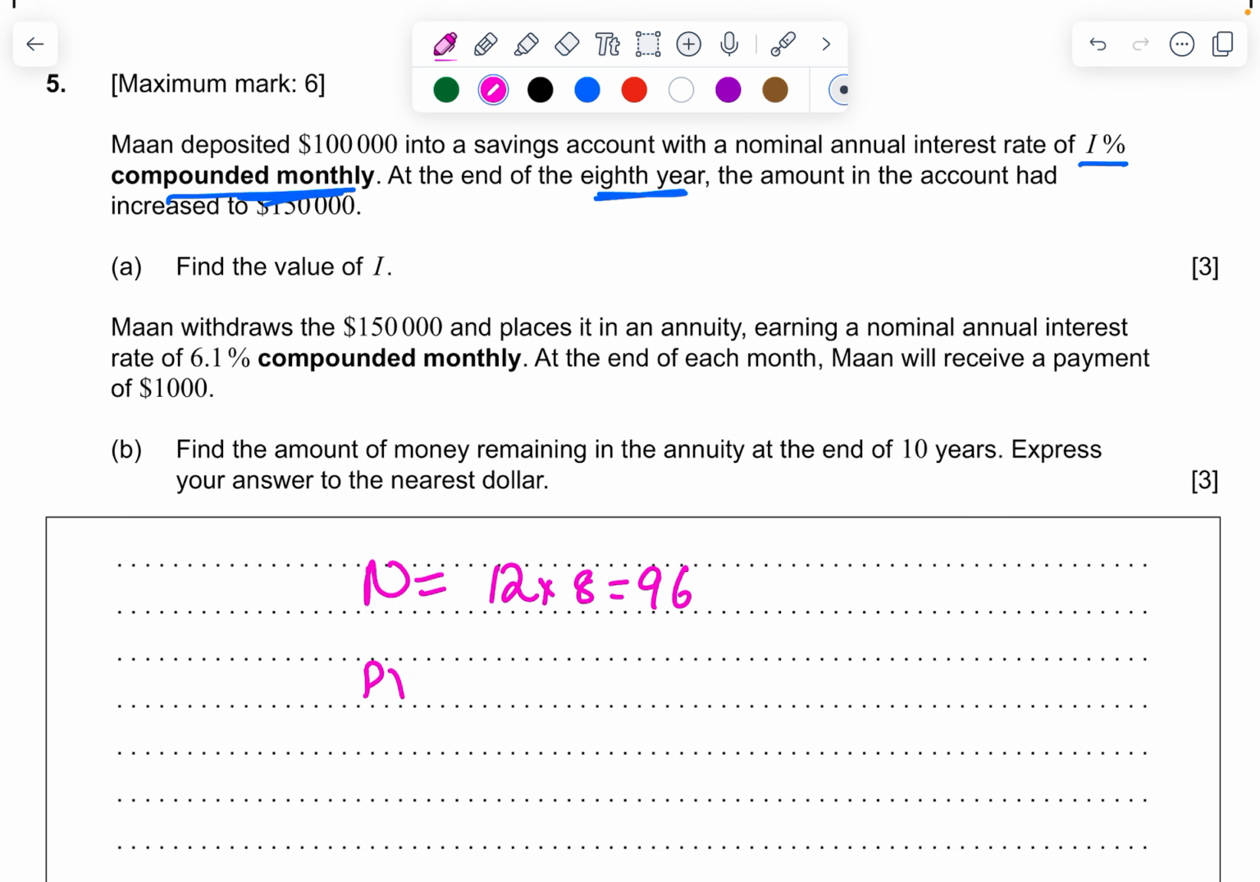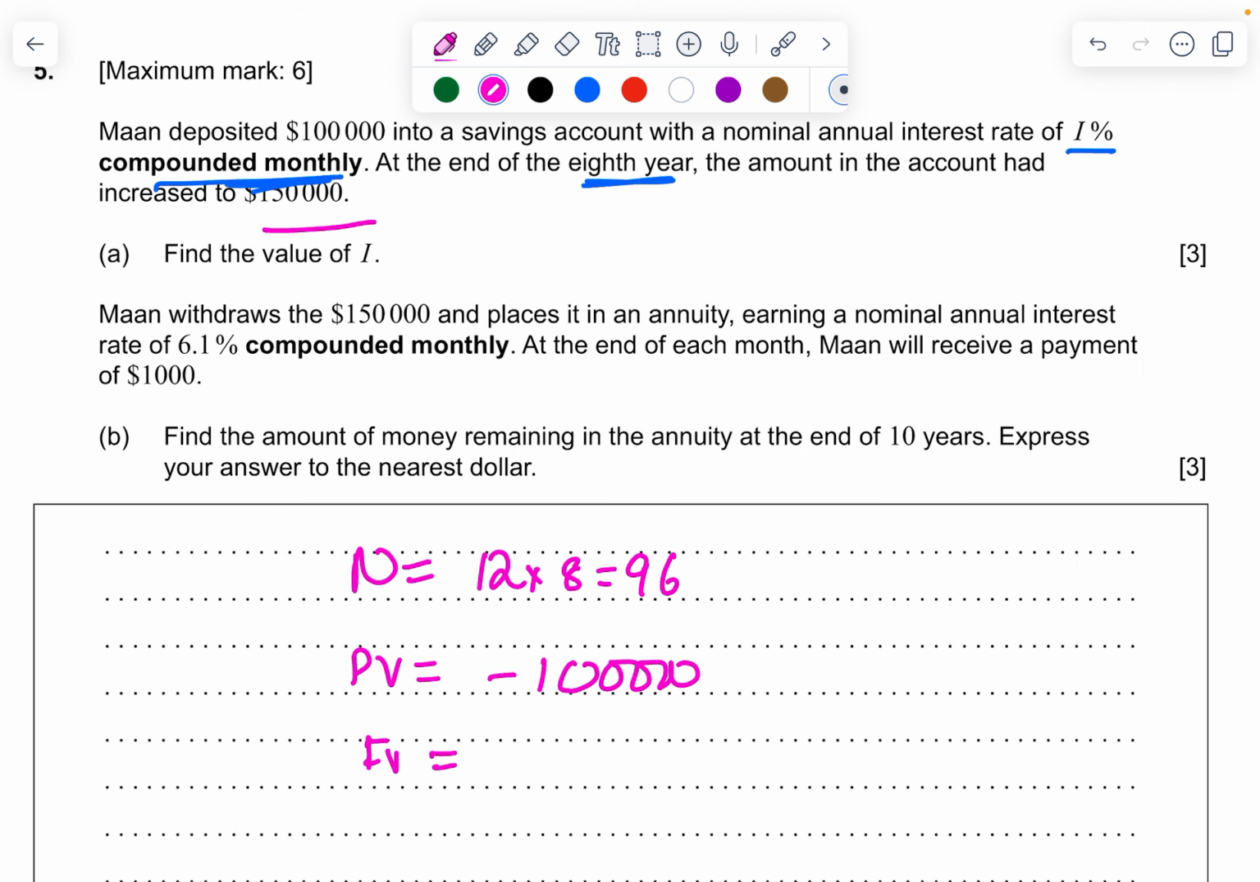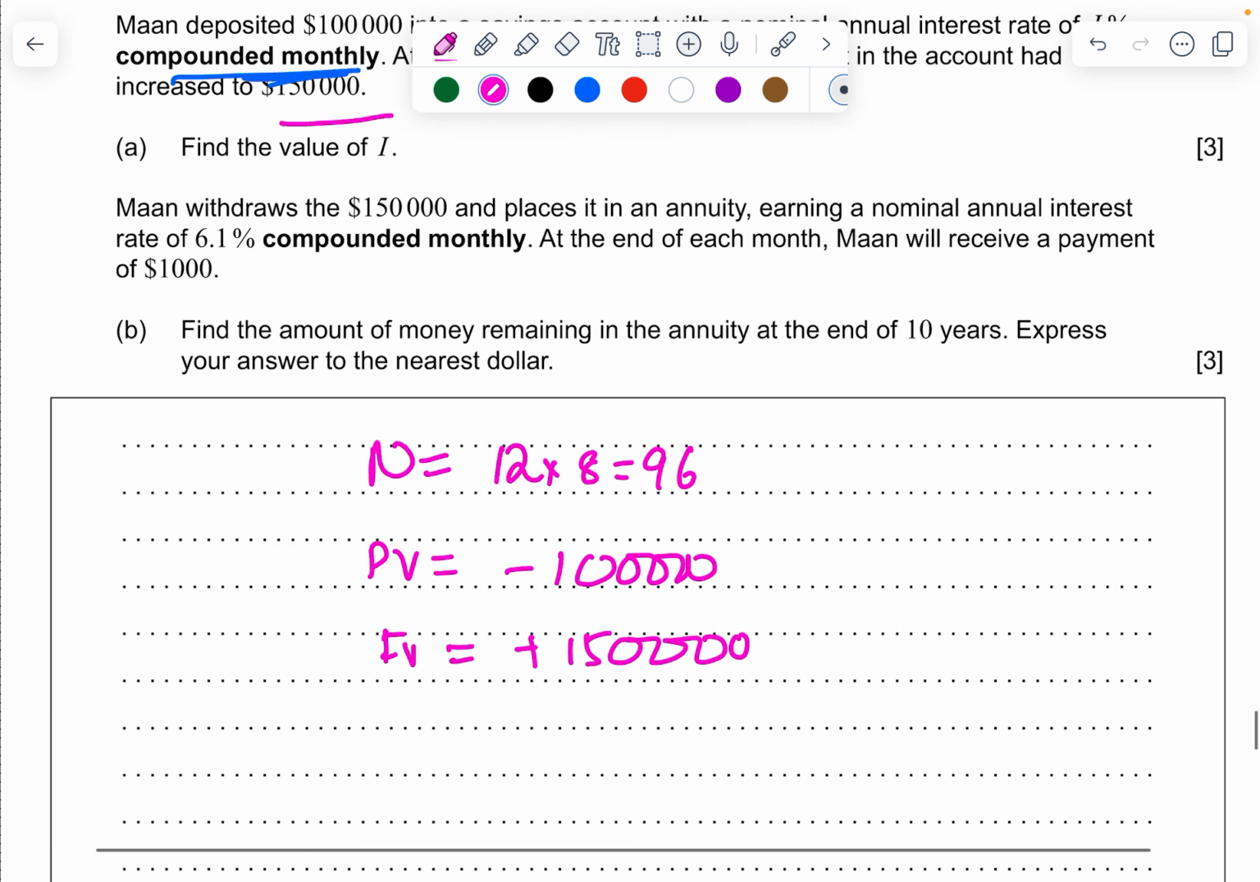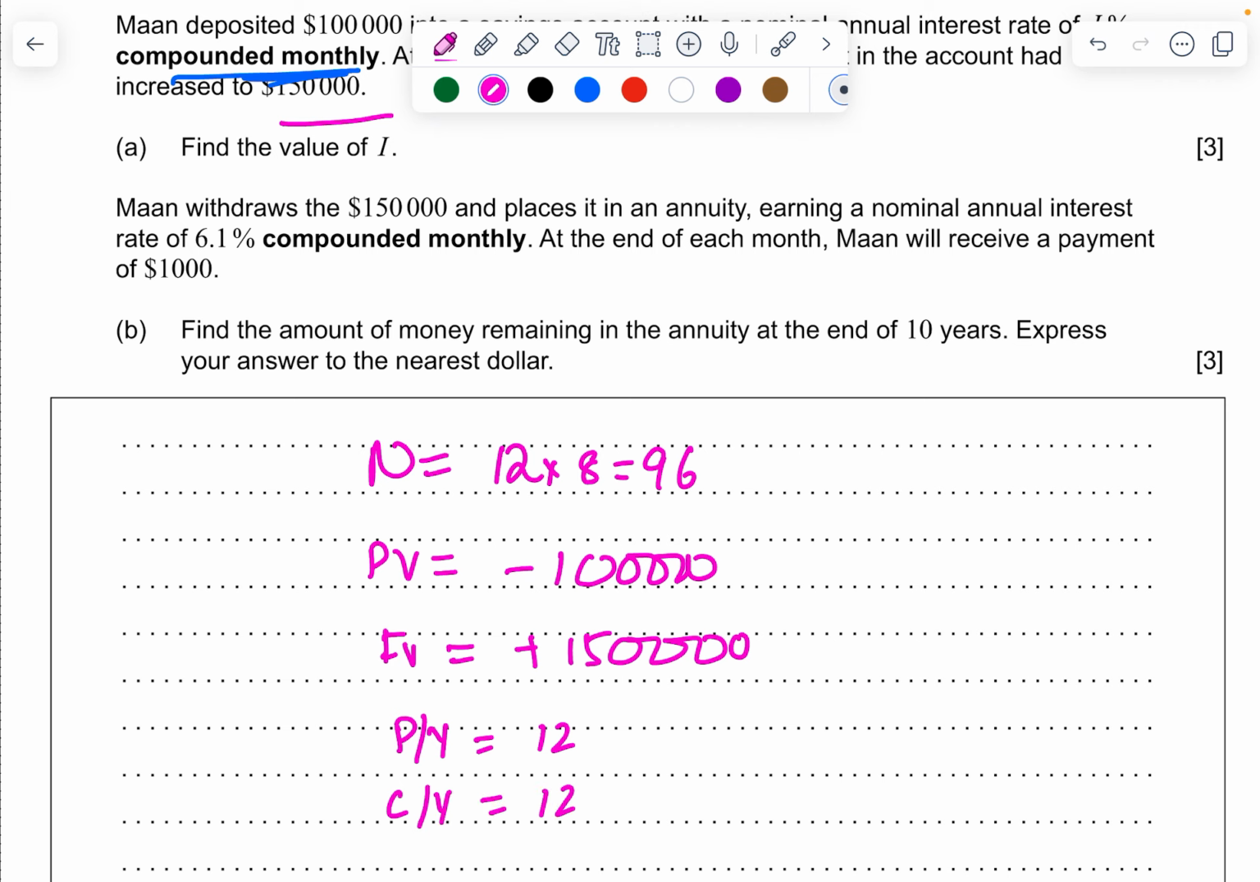Next, the principal value is what he deposited, so minus 100,000. Then the future value is 150,000, so it is going to be plus 150,000. Then P per Y equals 12 and C per Y is also equal to 12, and keep PMT equals 0. Then use the GDC. You should be getting the value of I as 5.08.